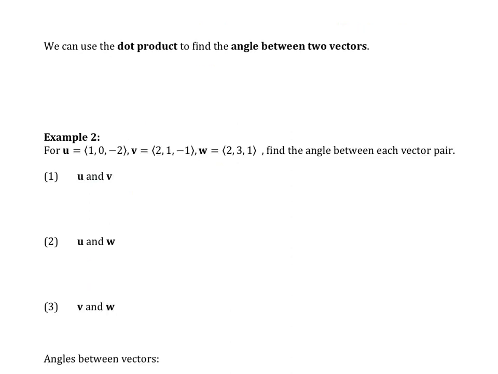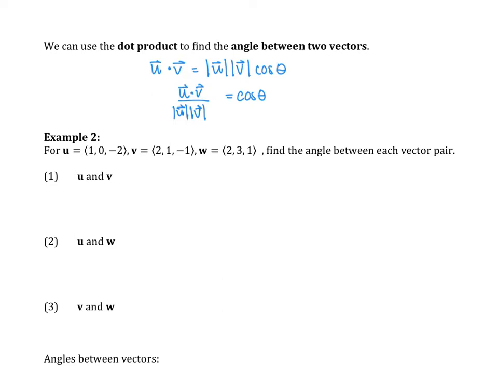So we can use the dot product to find the angle between two vectors. That should make sense because we've talked about how u dot v is equal to the magnitude of u times the magnitude of v times cosine theta. So doesn't it make sense we could use that to find the angle between two vectors? In fact, we may even want to rewrite this as the cosine of theta equals the dot product of u and v divided by the magnitude of u times the magnitude of v.